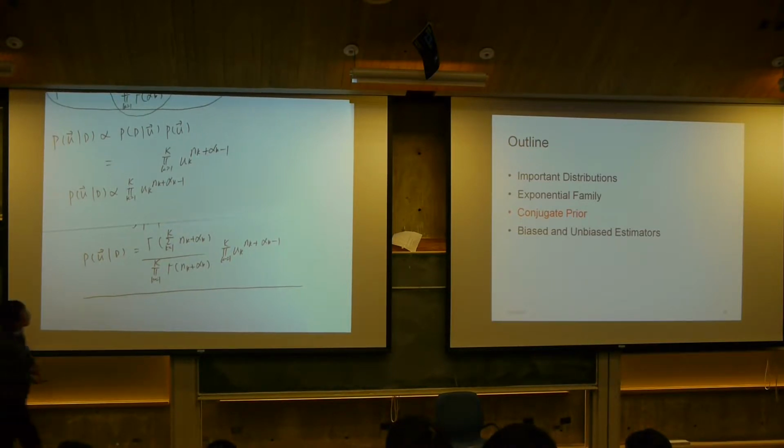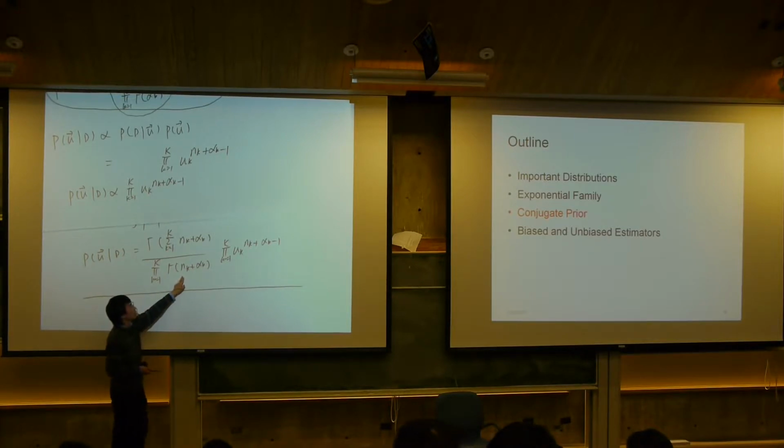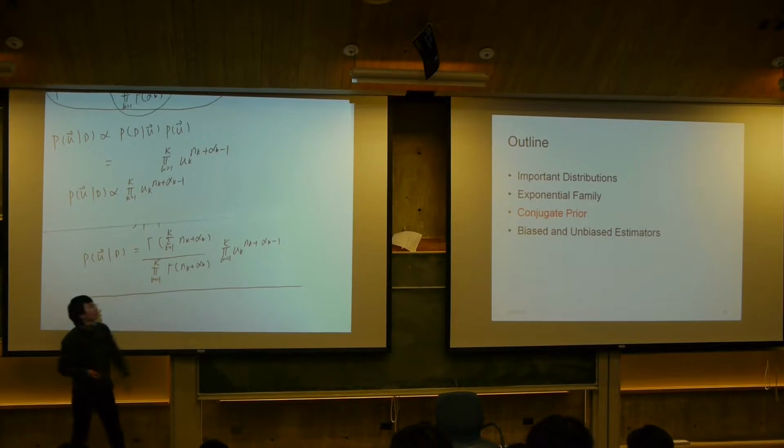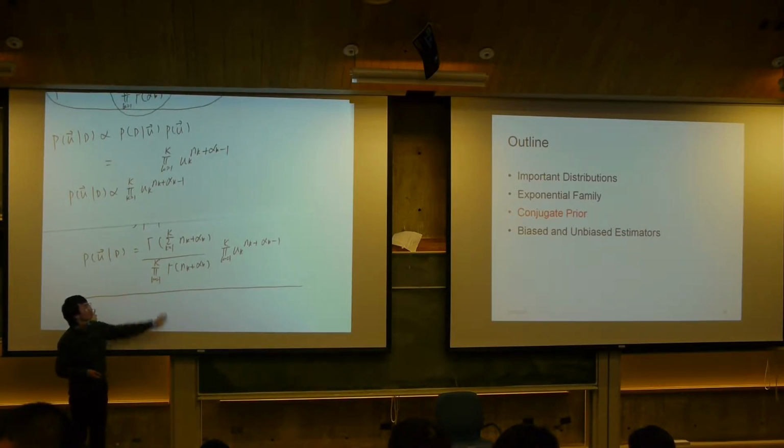So in this new distribution, the parameter is again a vector. Its component is n_k plus alpha_k. If you check this with the definition of the Dirichlet distribution, you can see that this is also a Dirichlet.